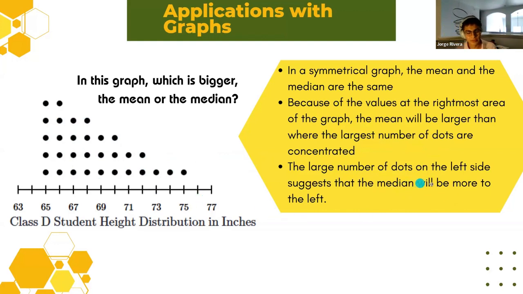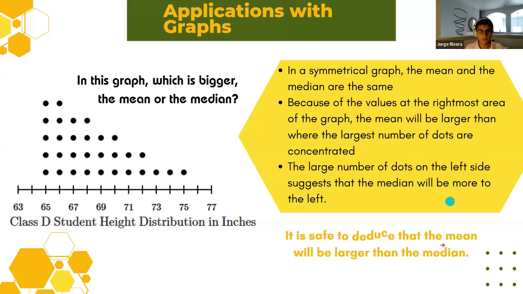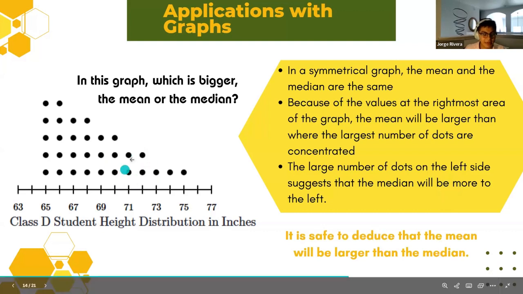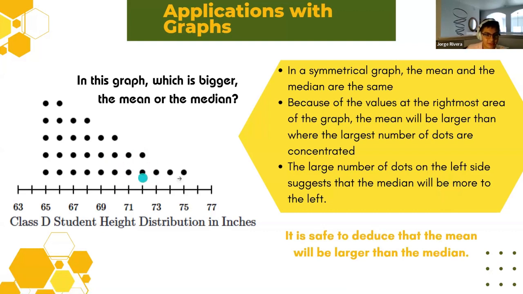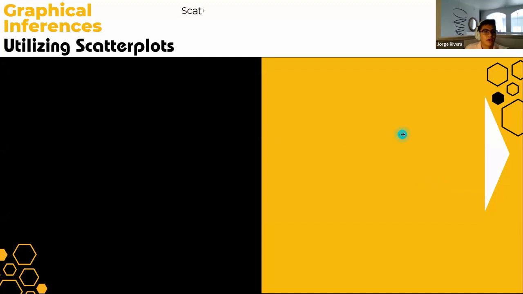This is kind of abstract, so if you don't really get it, that's okay. It is safe to deduce that the mean will be larger than the median because the mean has different properties, right? We have to include these ones, but on the median, these ones have less effect on its value.